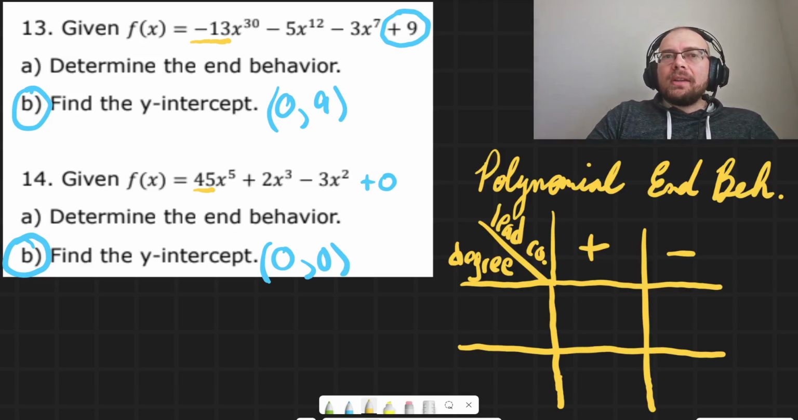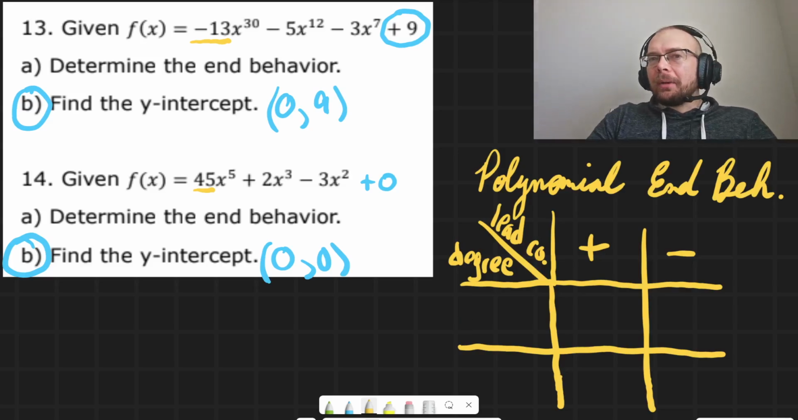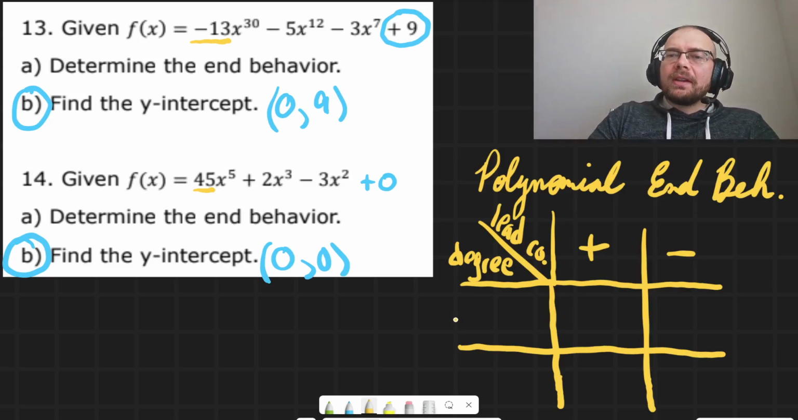So the degree is either going to be an even number or an odd number. It's not going to be negative because we're talking about polynomials, so it's always going to be a positive number. So the degree is always going to be either even or odd. Let's try that again. Even or odd.